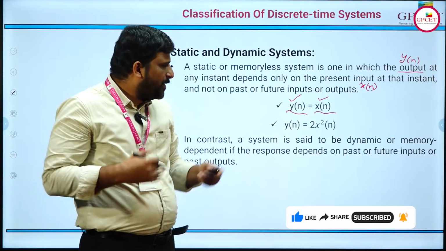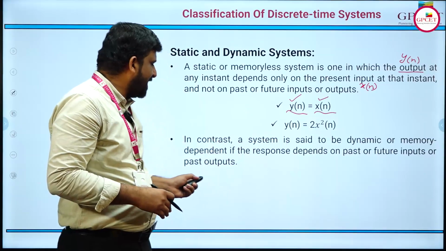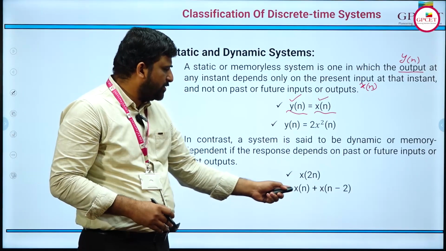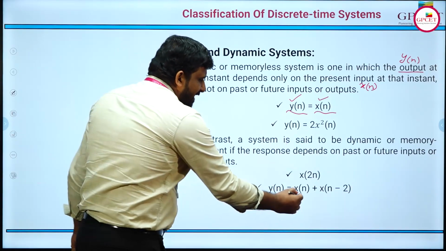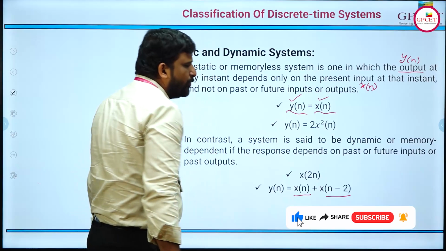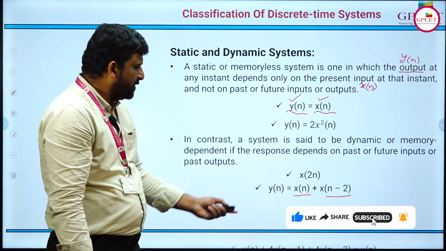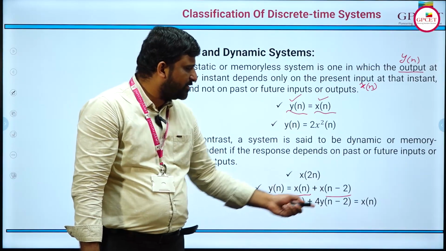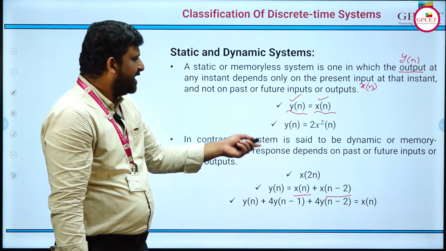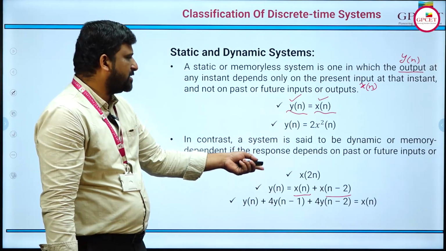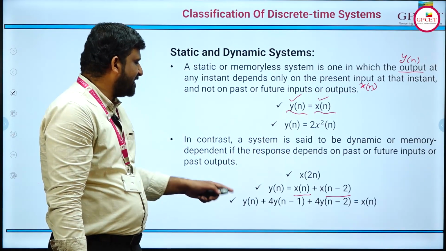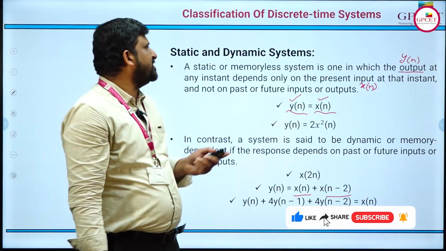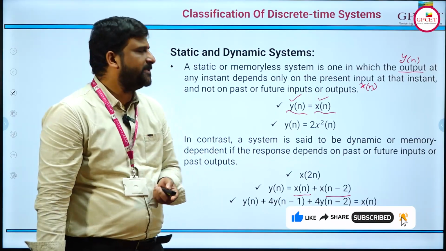That means it depends upon the past inputs, future inputs, as well as past outputs. You can see the example: y of n is depending upon the present input x of n and also the past input x of n minus 2. And one more thing you can see here: y of n plus 4y of n minus 1 plus 4y of n minus 2 is equal to x of n. So it is depending not only on the present input but also on future inputs and past inputs, as well as the past outputs. So this is the first discrete time system, which is nothing but the dynamic and static systems.